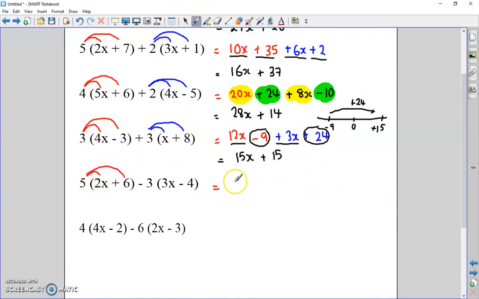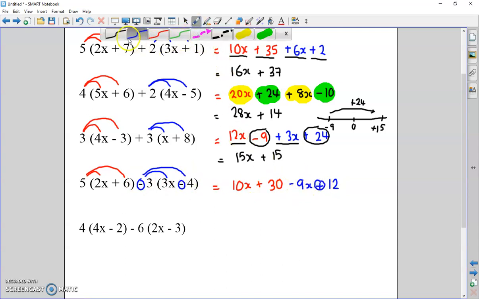Okay, first bracket gives us 10x plus 30. The second bracket, minus 3 times 3. Well, that's minus 3, minus 6, minus 9. And minus 3 times minus 4. Well, in maths, if two minuses are multiplying each other, a minus times a minus makes a plus. And 3 times 4 is 12. So that minus and that minus, when they multiply each other, make that plus.